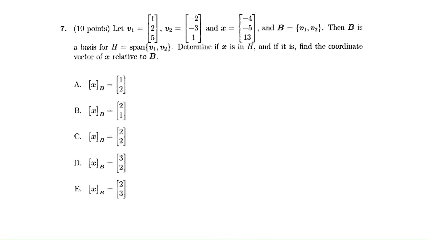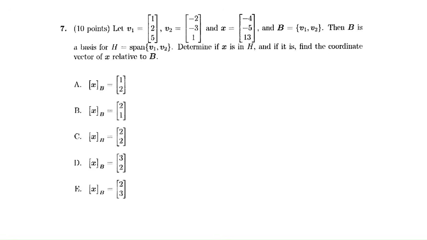Okay, so in this case, we have V1 and V2 and X, and then B is a basis for the span of these values. So we have these two vectors and some X value, and the basis being the span of V1 and V2. And we're trying to find out if X is in H and to find the coordinate vector of X relative to B.